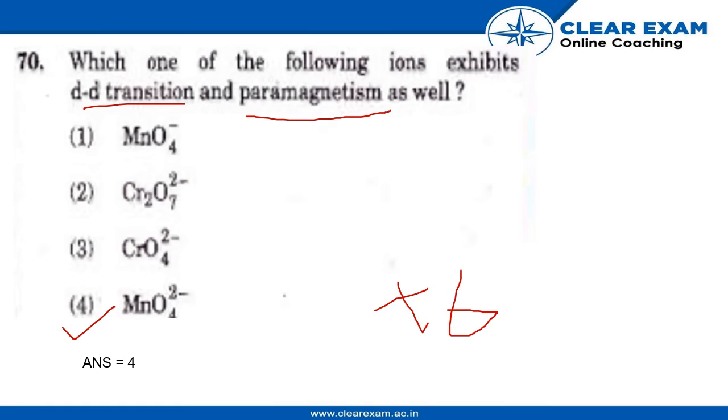The Mn atom in MnO4- has a +7 oxidation state with outer electronic configuration of 3d0. So it has 0 unpaired electrons and is diamagnetic, and d-d transition is not possible. So this would be the correct answer. Thank you.